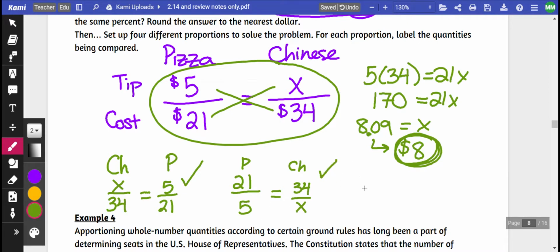And maybe you switched both. You switched which side it goes on and which one goes on top. So maybe you have 34 over x equals 21 over 5. This one is still fine because you're still multiplying 21 and x and 34 times 5. So as long as you keep the same position, you're fine.